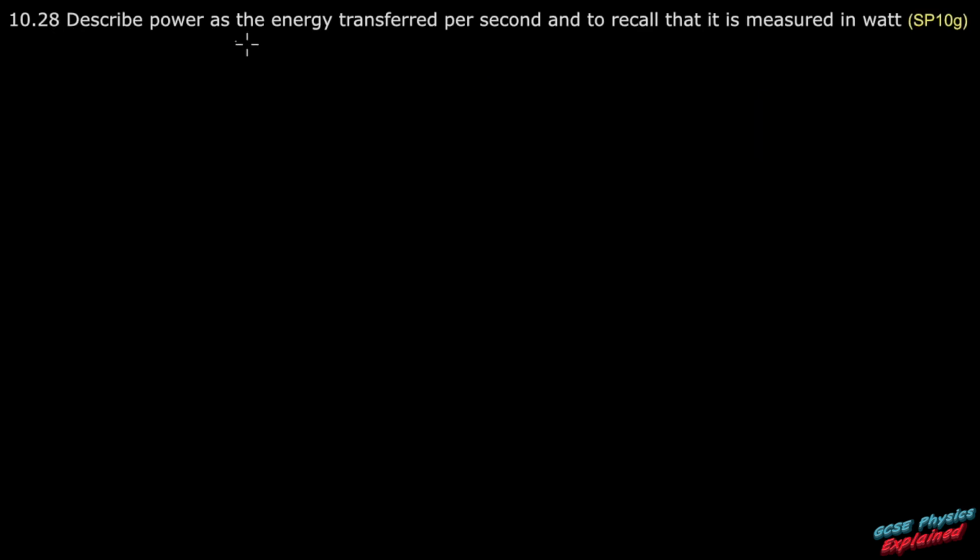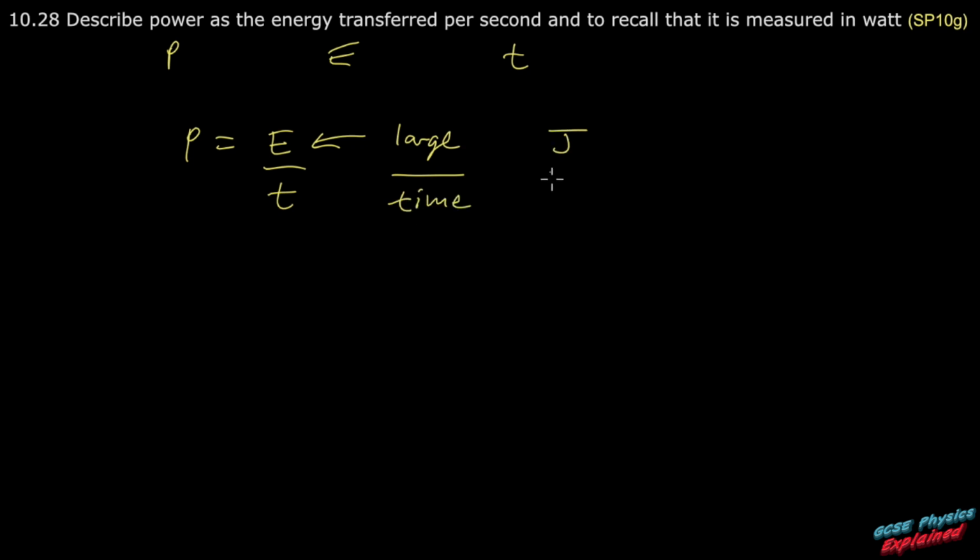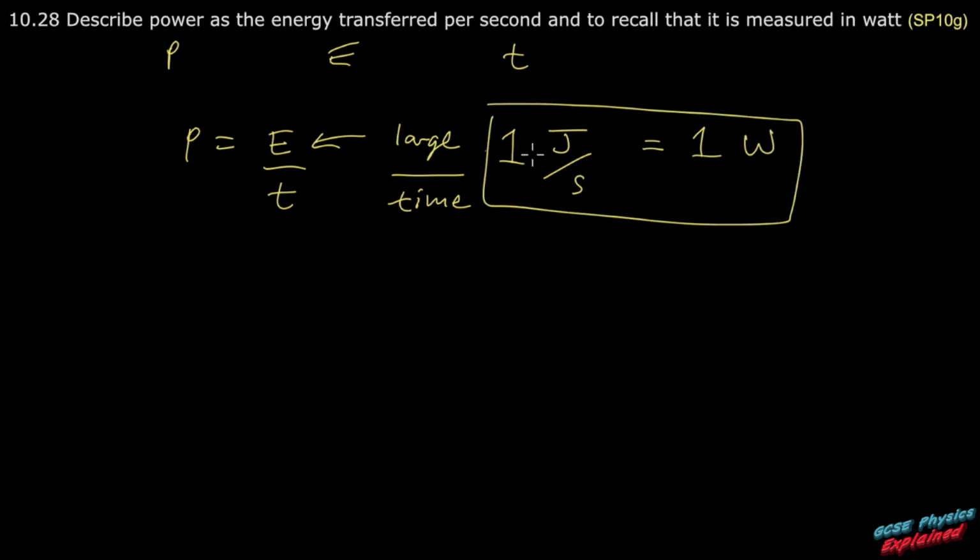28. Describe power as the energy transferred per second, and to recall that it's measured in watts or watt. So power equals energy divided by time. If you're very powerful, it means you can transfer a large amount of energy in a short amount of time, which means lots of joules per second. And 1 joule per second equals 1 watt. Power is always measured in watts.